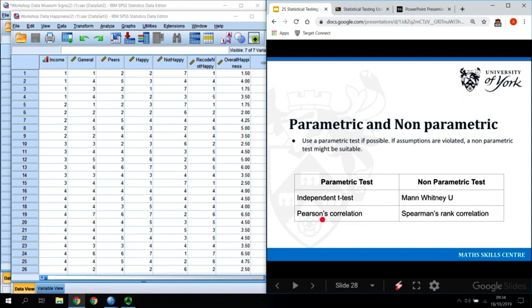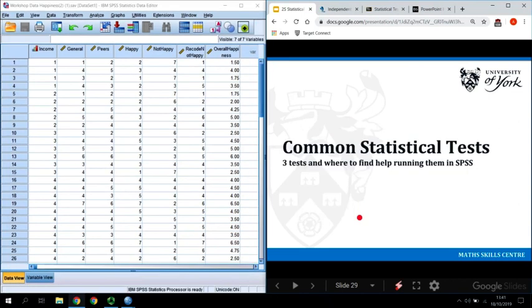Another example of a parametric test is a Pearson's correlation. But if we didn't meet the assumption of normal distribution, or maybe of scale data, we might have to resort to Spearman's rank correlation, which would be the non-parametric equivalent. So if you hear people talk about these terms, parametric and non-parametric, we're talking about different types of tests and whether they have strict assumptions or not.